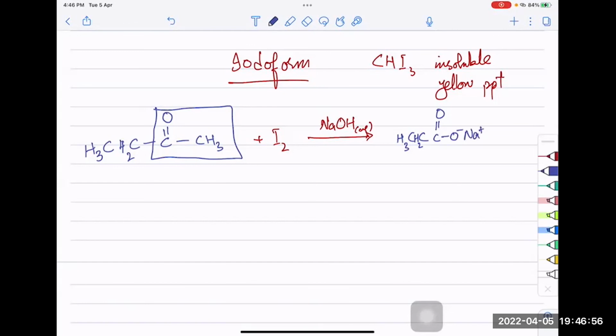This is what we get. That's an ester. But esters are soluble. And we get iodoform. So do you get it? So basically, what's happening here is that as long as you have carbonyl with a methyl group next to it, you can add iodine in sodium hydroxide solution, which means you need to add alkaline iodine.